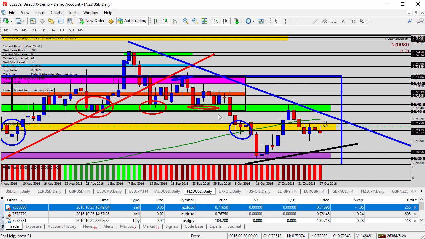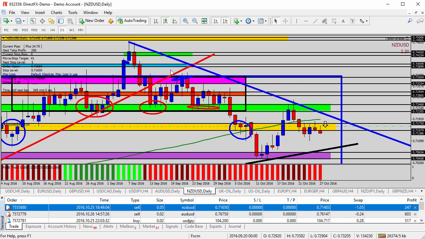Of course, with over 20 pips of profit, I am at break even on the trade. Can't lose, even if it turns around and goes back up. I'm still going to protect this trade at break even. Love to see it go all the way back down to the black trend line, the purple shaded area, into the mid to low 7,000s, but we'll have to wait and see how today's market plays out.